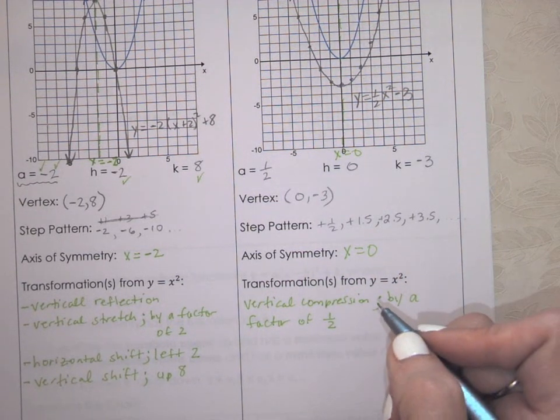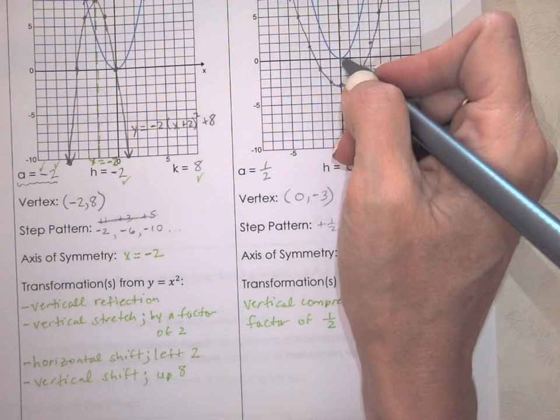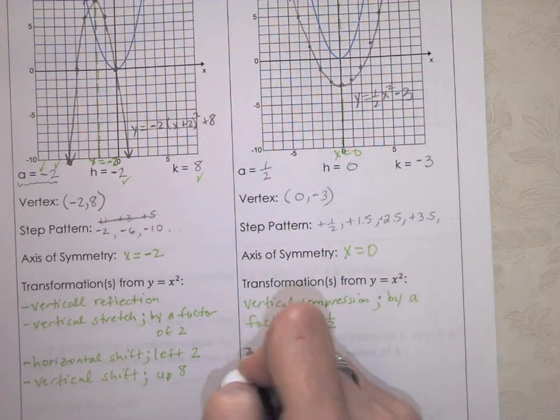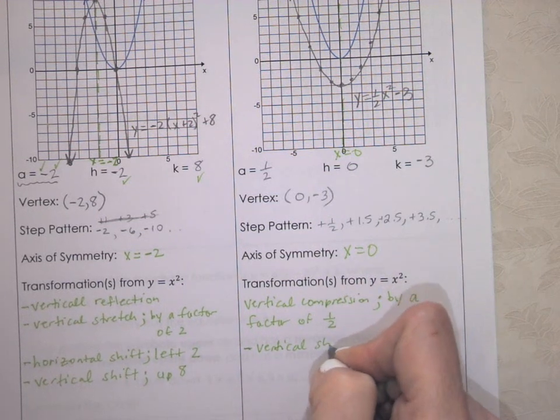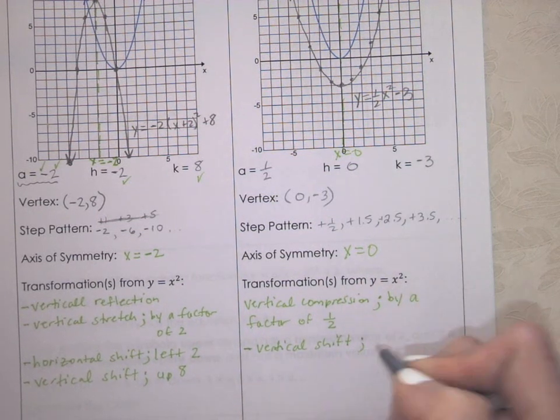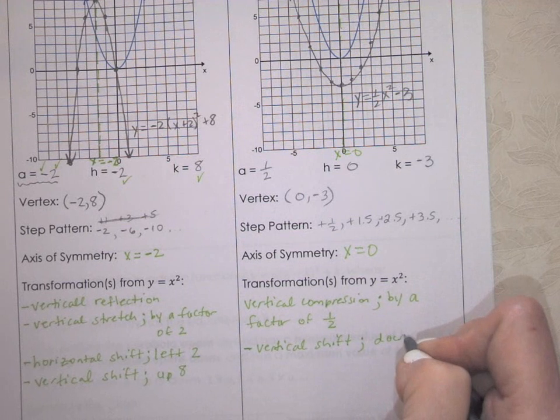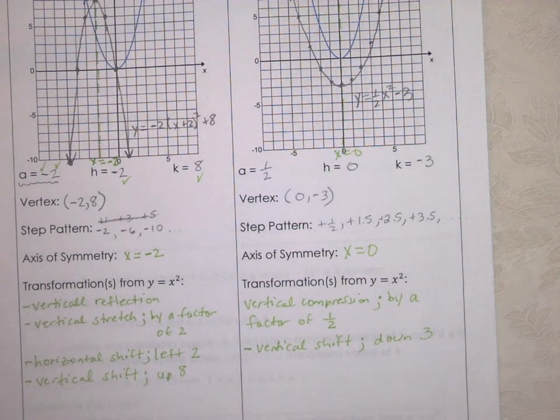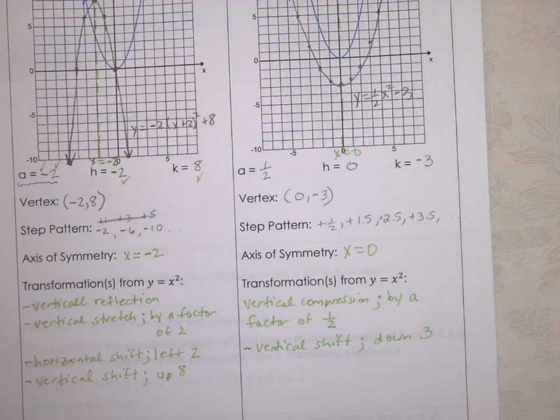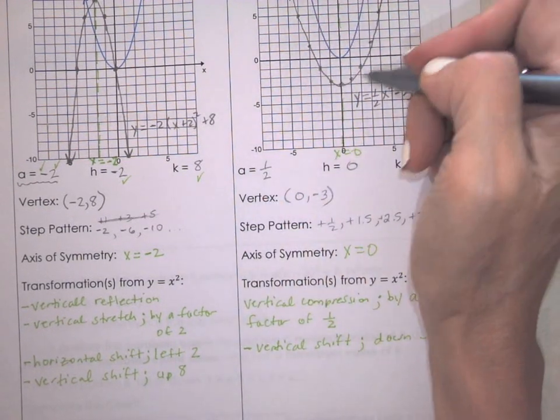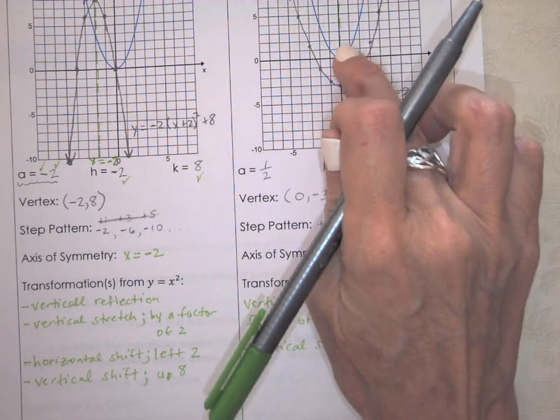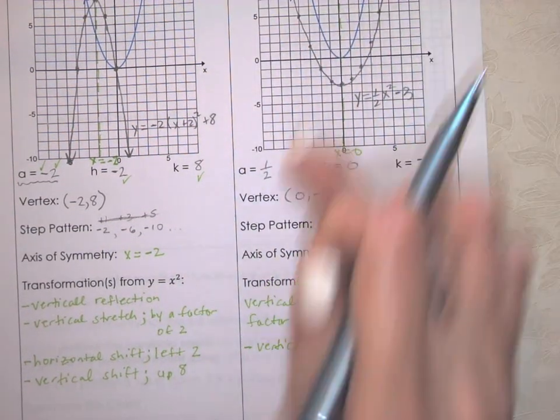And then we can also see that it's been moved down. The vertex has been moved down 3, so we call that a vertical shift. Up and down goes with vertical shift, and that's down 3. So those are our two transformations. Remember, when a changes and it's not 1, then our shape is different. They're not congruent. If I cut this one out and put it on this one, it would be wider. Okay?